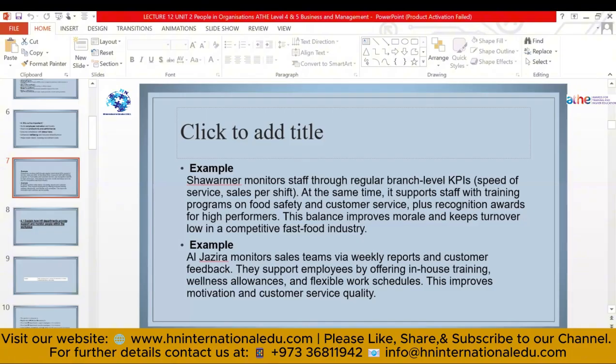Another example, Al Jazeera Motor Sales, I think this was in Bahrain. They have weekly reports and customer feedback. They support the employees by offering in-house training, wellness allowances. If you work better, you're going to get different benefits, that is the allowances. And flexible work schedules. Whenever it is feasible for you, just go ahead with the work.